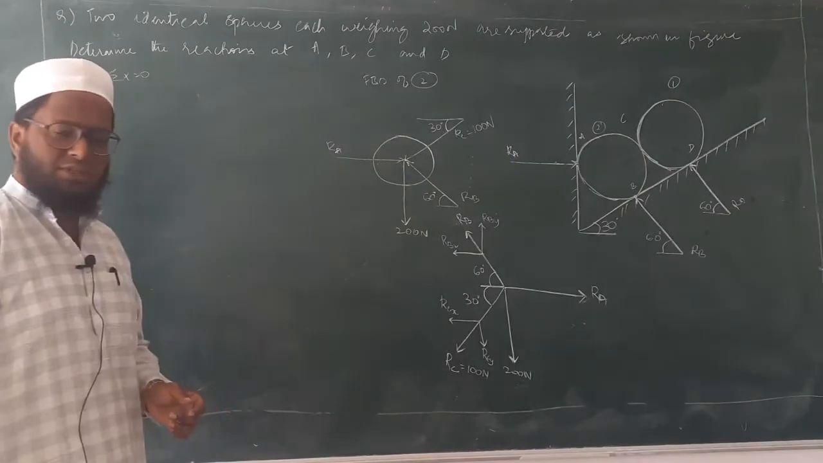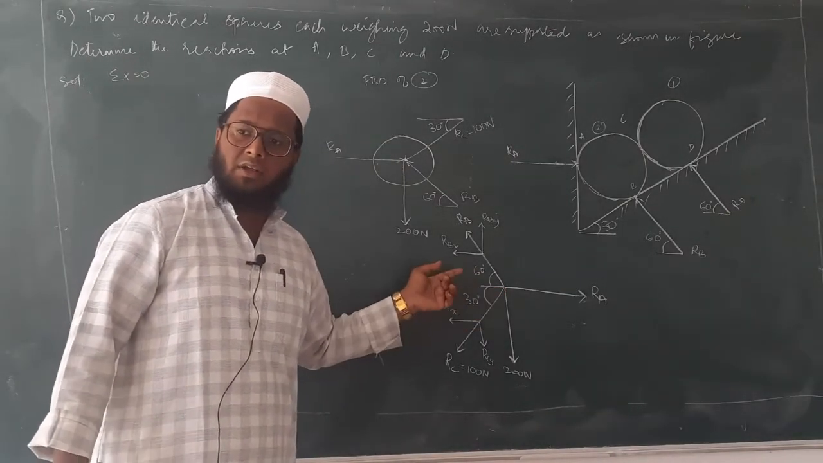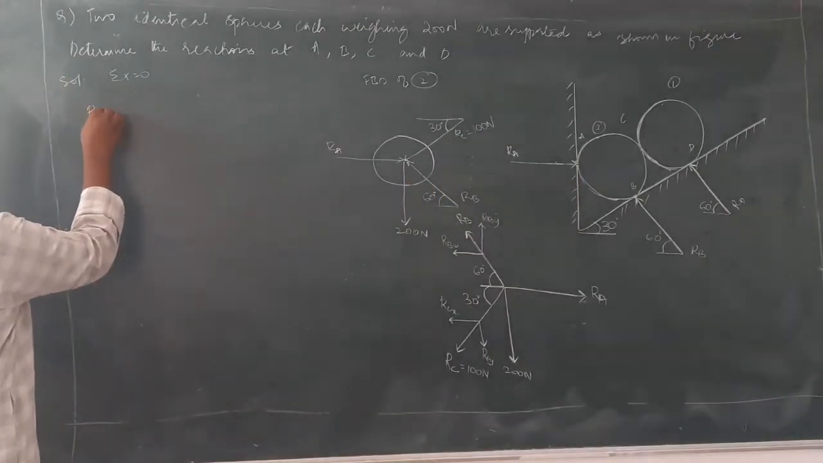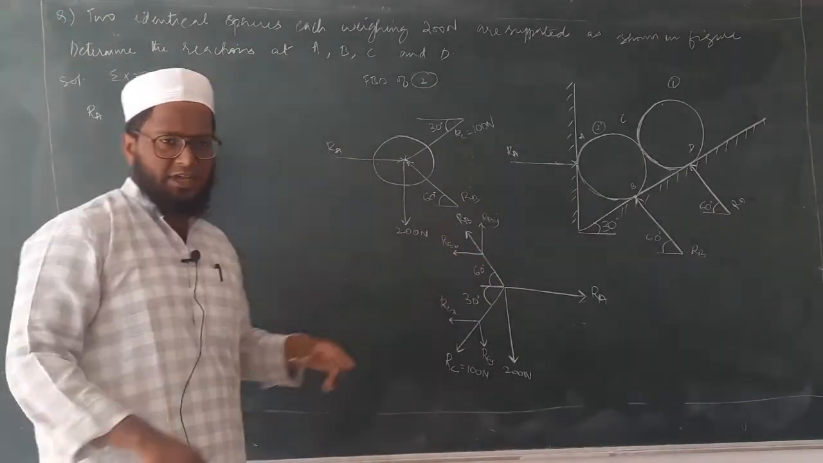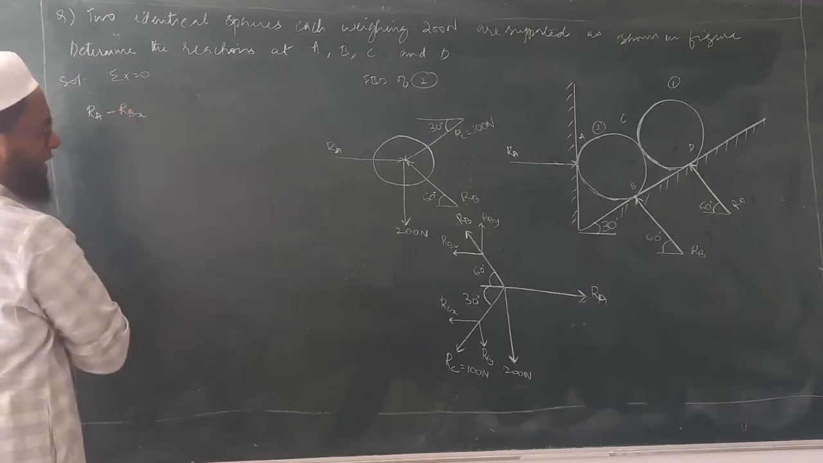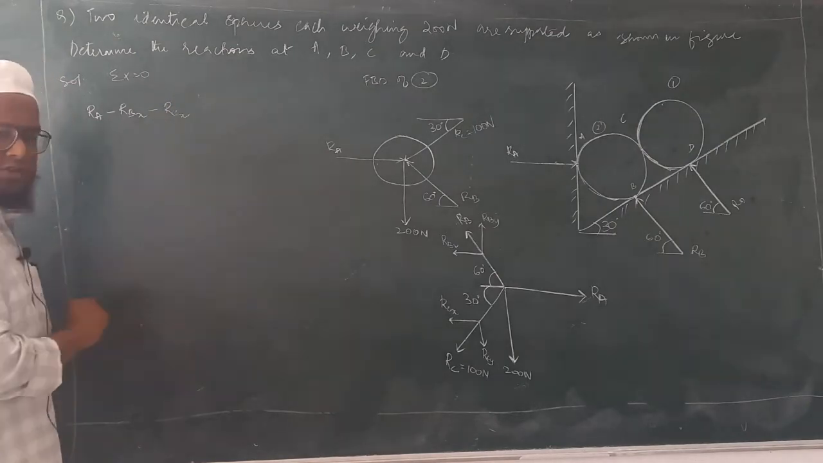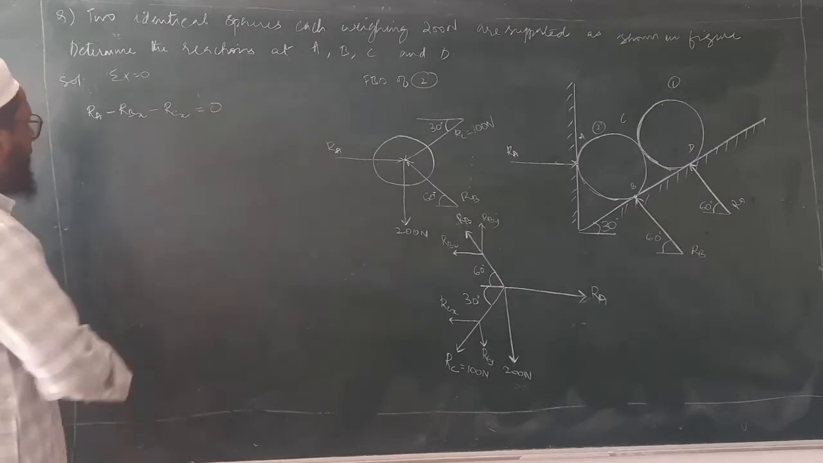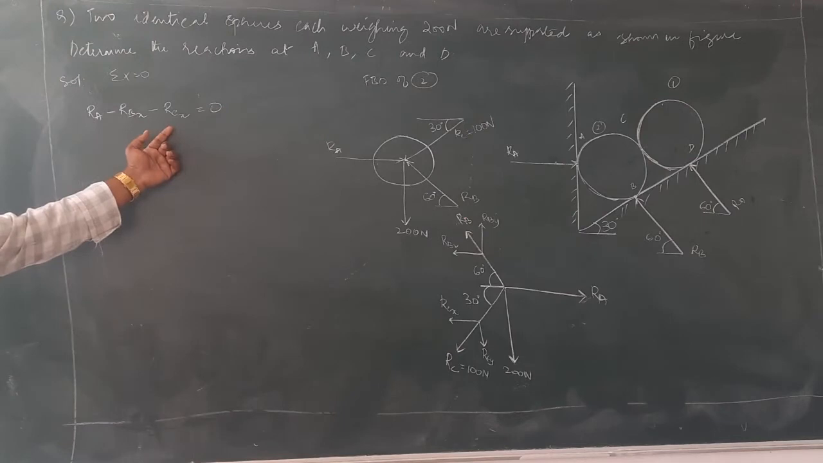Now, can you tell me what is sigma x from this one? How many horizontal forces we have? We have horizontal force RA, which is going in positive x direction. So, RA. Then we have RBX, which is going in negative x direction. So, minus RBX. Then minus RCX. Any other horizontal force we have? No. So, is equal to 0.